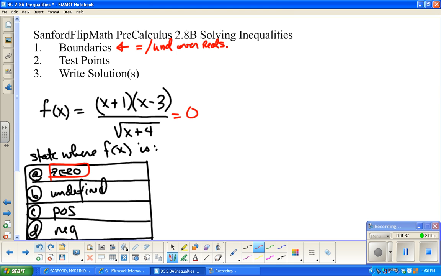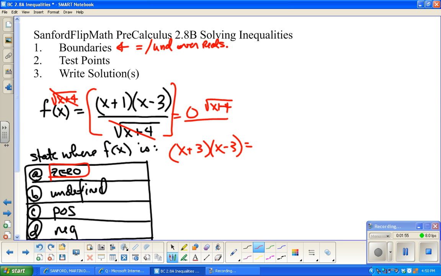A fraction is equal to 0 where its numerator is equal to 0. Or you could do what we did in section 2.7, and multiply both sides by whatever the denominator is. When we do that, the denominator goes away, leaving just x plus 1 times x minus 3 equals 0 times anything, which is 0. Sorry, that was x plus 1. Thank you to those of you who just tried to tell me through the airwaves. So the values that make that true are x equals -1 and x equals 3.